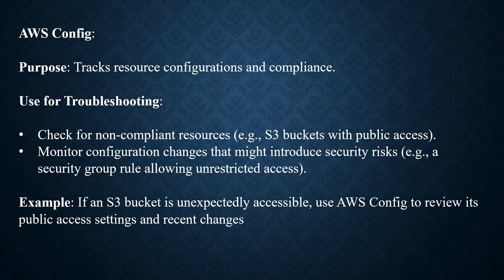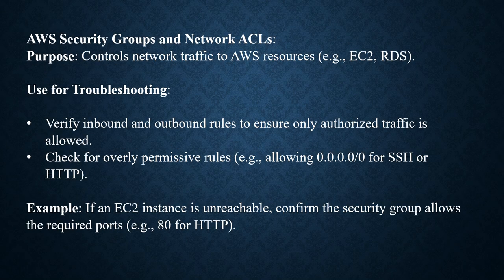Next, we'll go with AWS Config. The purpose is that it tracks resource configurations and compliance. Used for troubleshooting, it checks for non-compliant resources. For example, if an S3 bucket is unexpectedly accessible, use AWS Config to review its public access settings and recent changes.